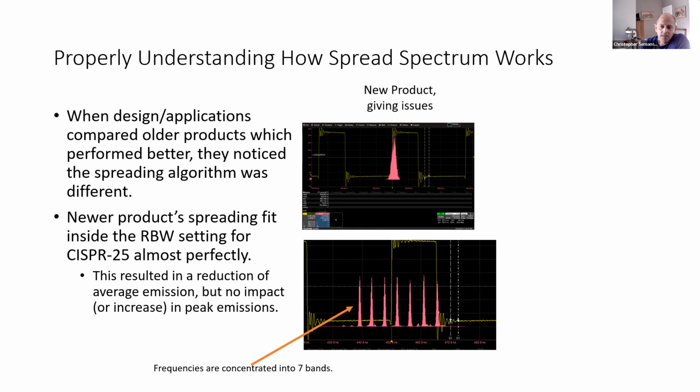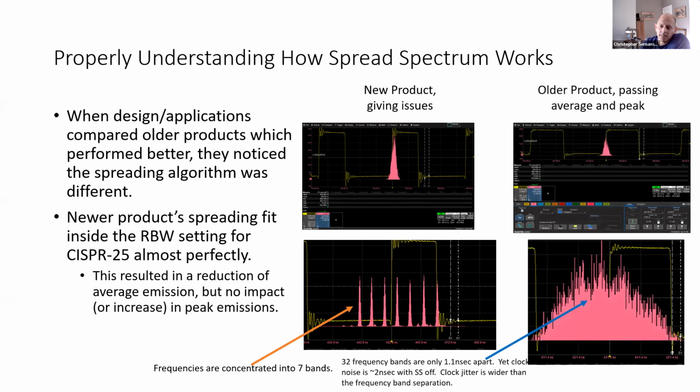So you've got your 7 bands here. That's the older product. Unfortunately, I don't have relative amplitudes to show you, but you can see the older product had a much sloppier clock and a much sloppier spreading situation. There are some words down here: this one spread it in a different way, 32 frequency bands versus the 7, and they're 1 nanosecond apart.